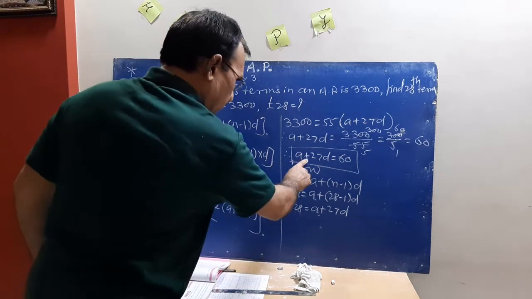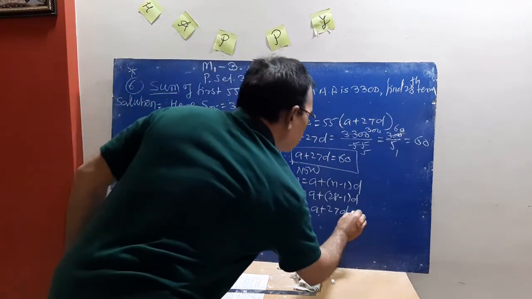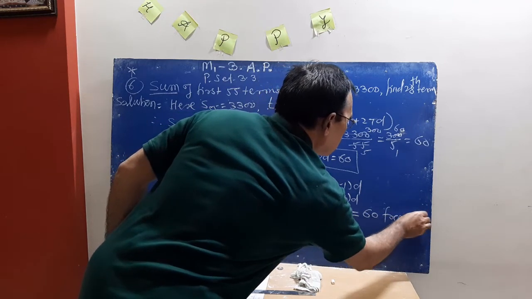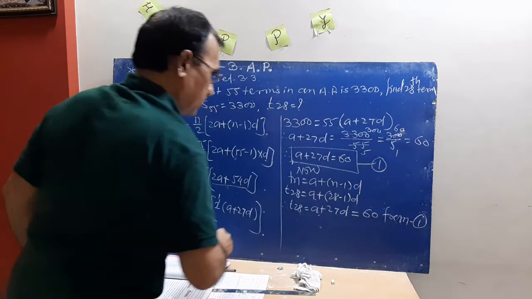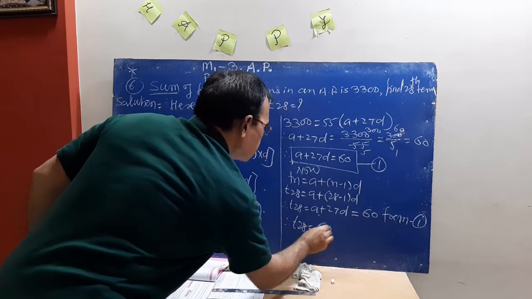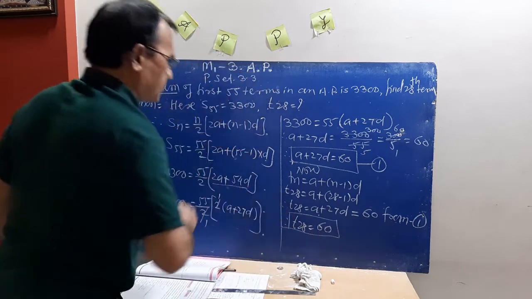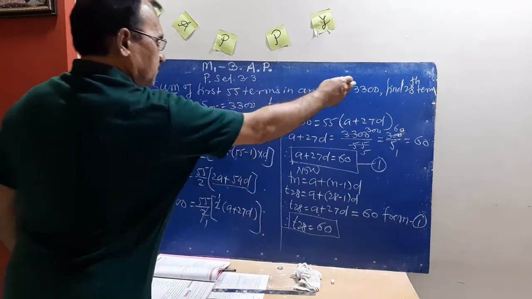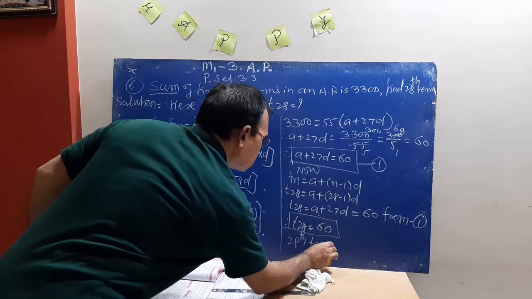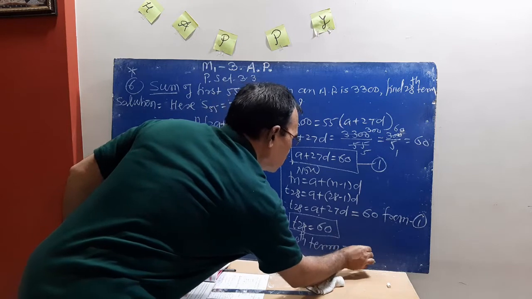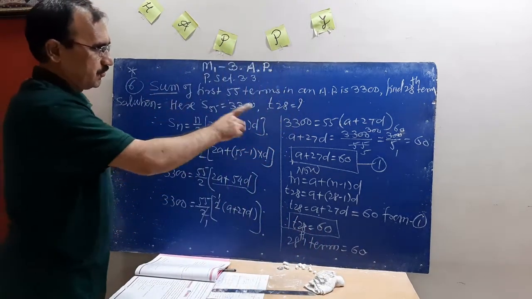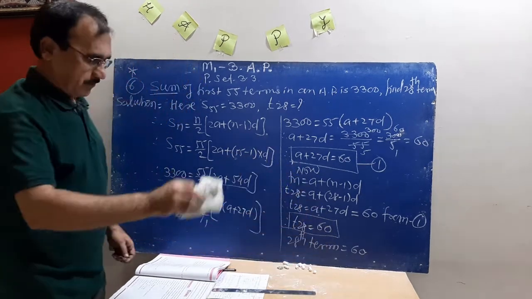But we know a plus 27d is equal to 60 from 1. Suppose this is number 1, and therefore T28 is equal to 60, the required answer. Or in other words, the 28th term is equal to 60. Write the answer according to the example each and every time.